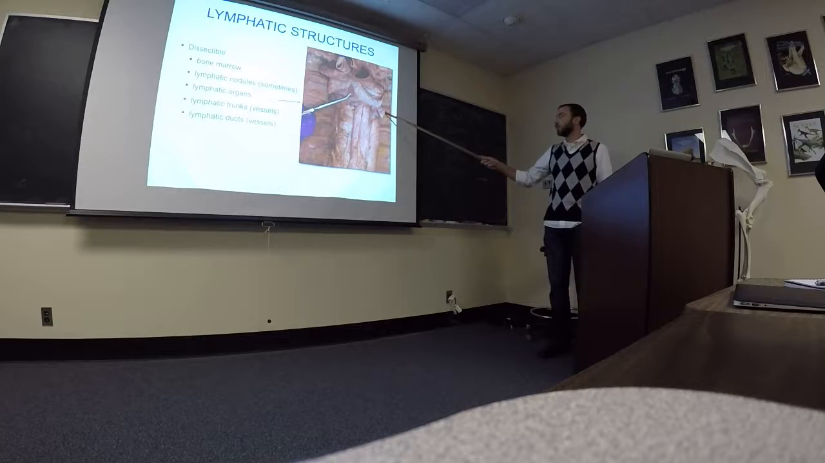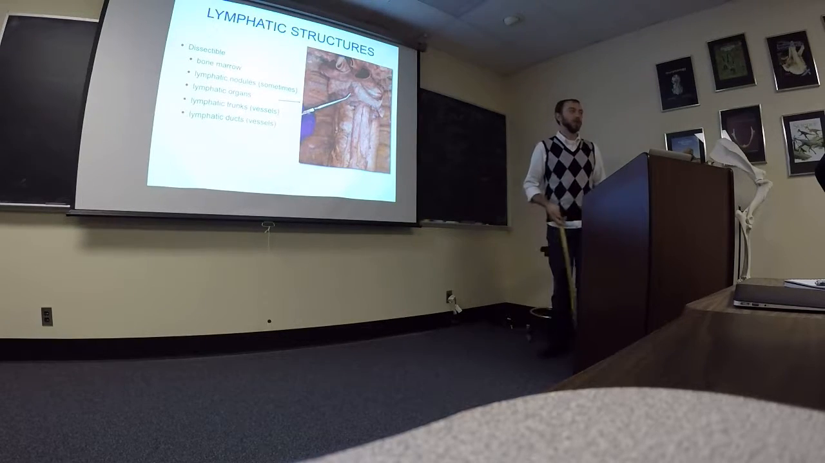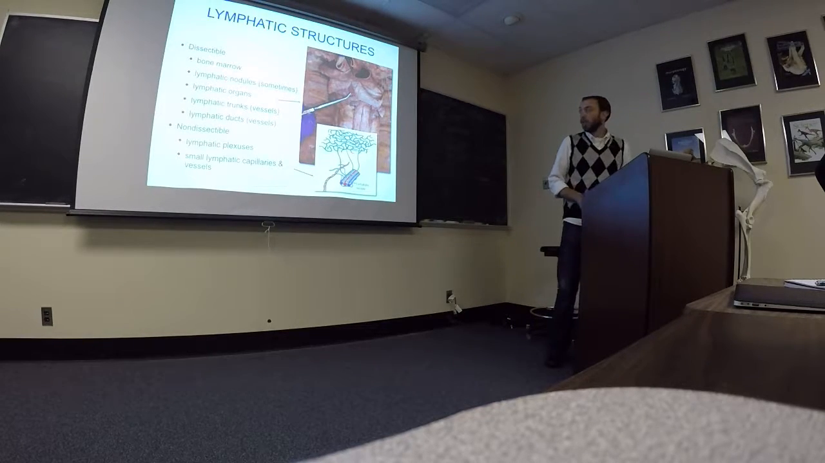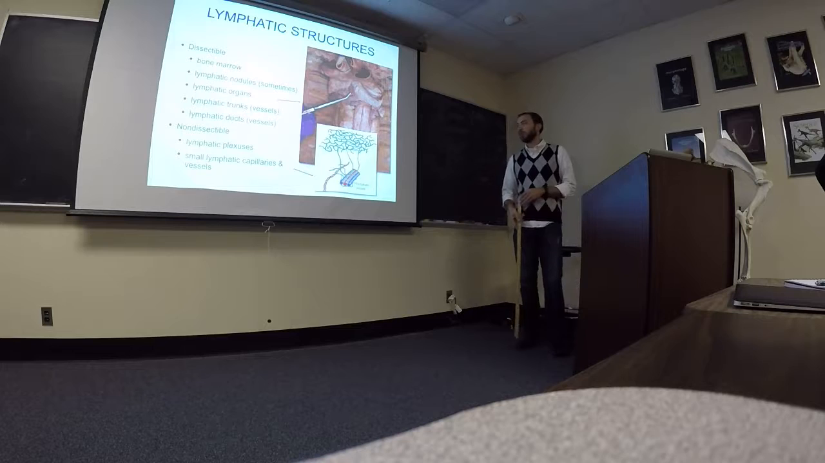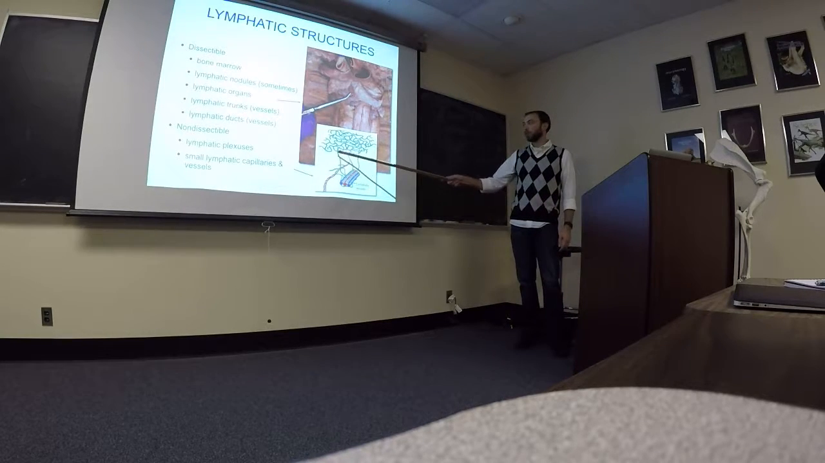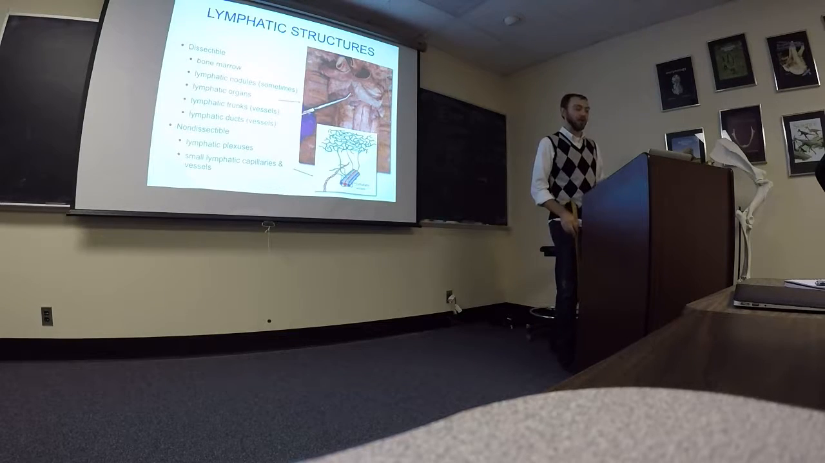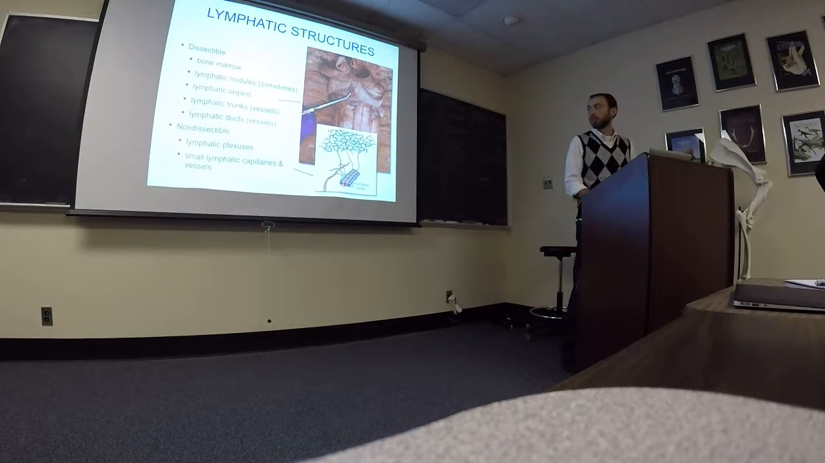So in here, these are lymph nodes. You guys probably saw some lymph nodes at some point during the dissections, especially in the thorax. And then there are a lot of structures that are way too small to ever see. So these lymphatic capillaries and vessels are going to be too small to dissect, as well as certain plexuses.